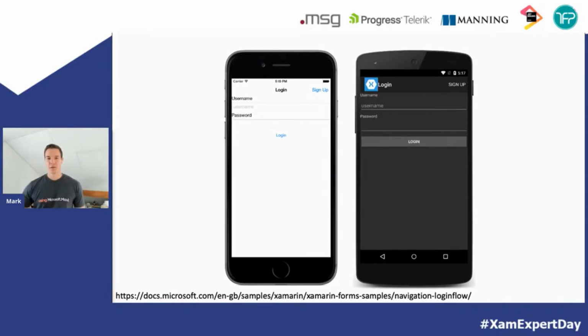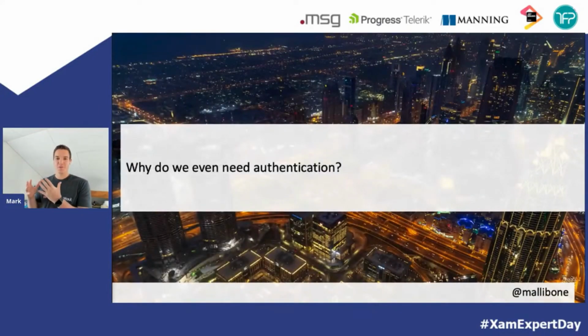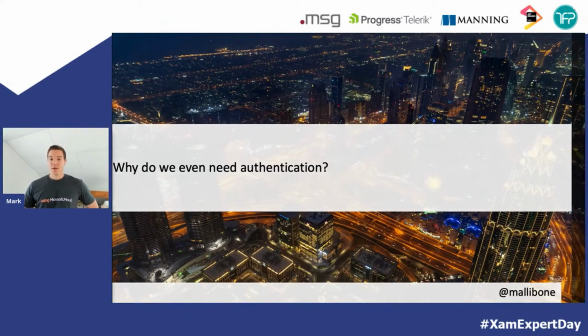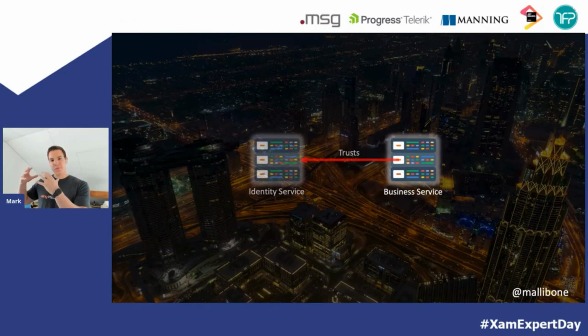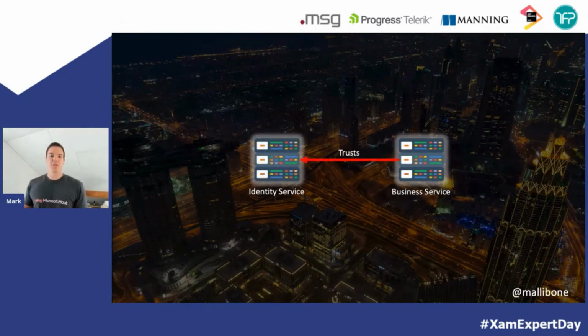So I always like to start with the question: why do we even need this? Because maybe we don't need it, then we can just remove it. Turns out we probably need authentication though. So let's just think you've got a business service in the back end that has some valuable information, some valuable services to you. And in most cases, you don't want everybody to have access to that. So you want to have people, identities that you can trust.